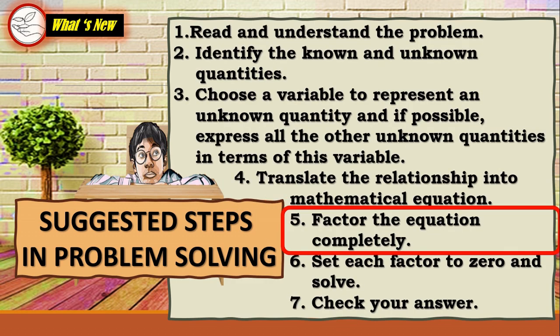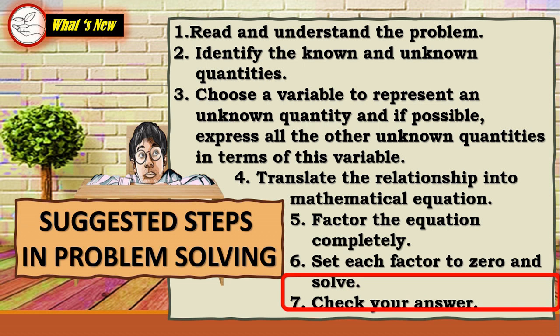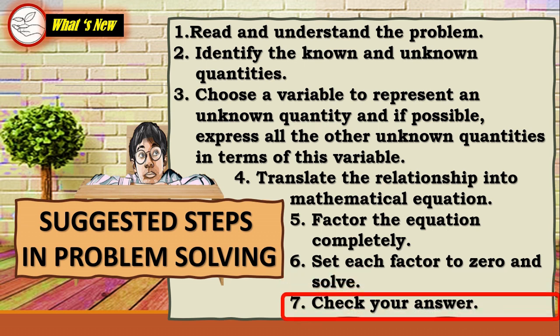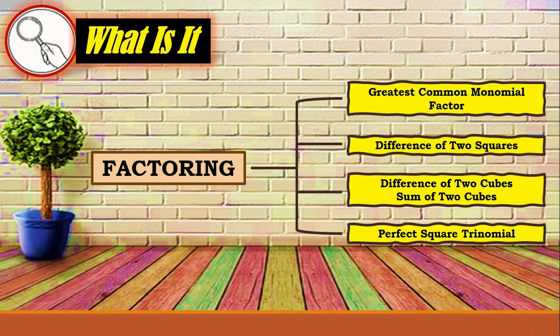And then, it is time to factor your equation completely. Once you get your factors, you set each factor to 0 and solve again. Finally, you check your answer. Now, let's put that into action. What is it? In this lesson, you will need your prior knowledge about factoring polynomials and its techniques, which we just reviewed earlier.